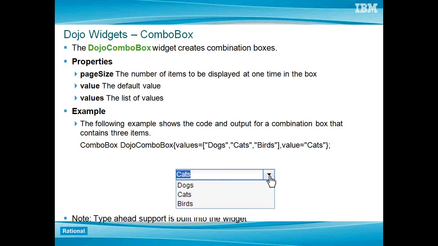Here we have an example of this combo box. We have declared the combo box. We have assigned a few values, like 3 values in this case, and then we are saying that the first value will be selected.